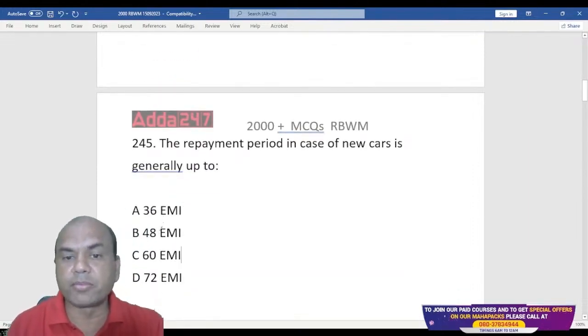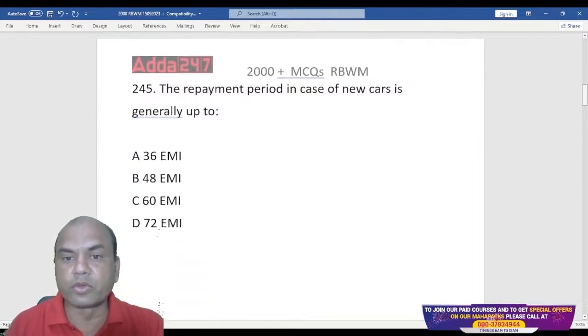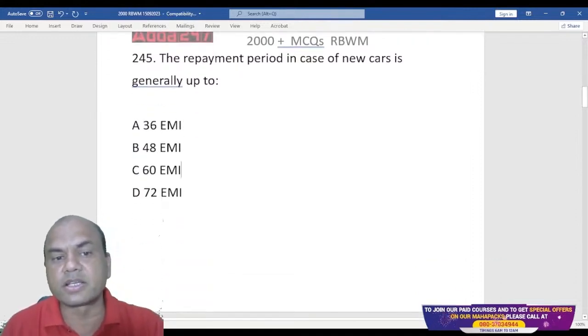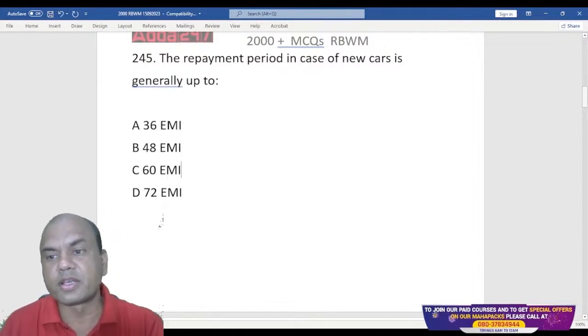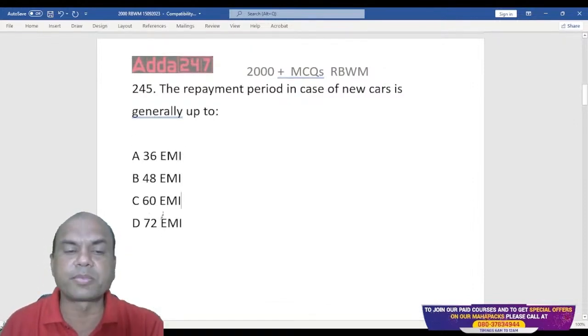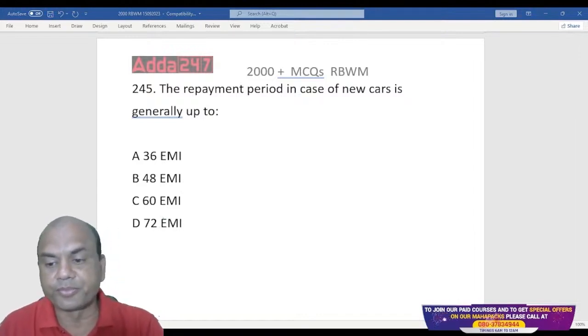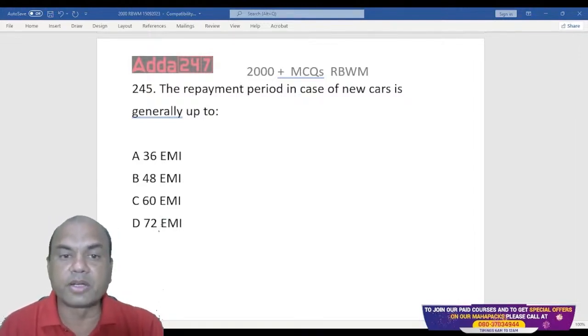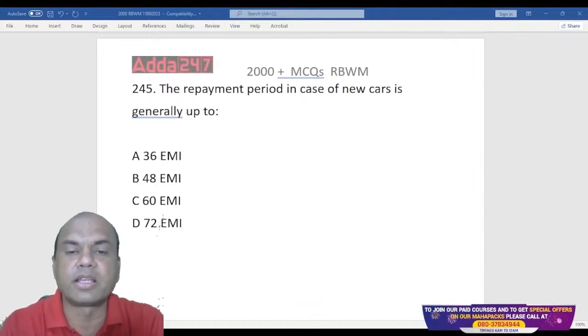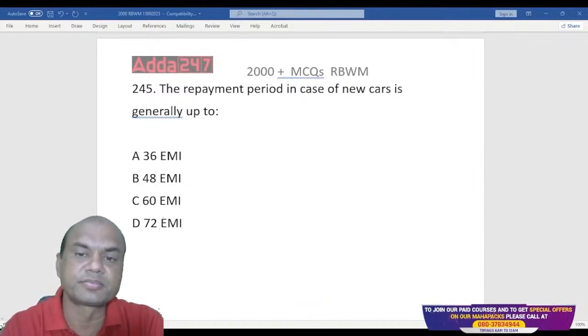The repayment period in case of new car loans is generally up to what? So this repayment period for new cars is up to what? Again, let me get it from you. I'll give you 1 minute to answer, everyone. Let's see.